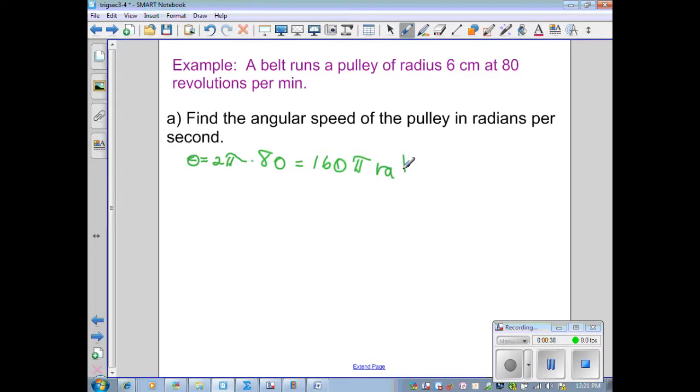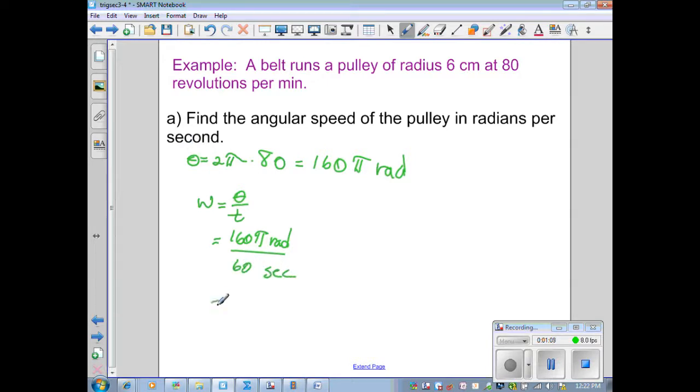Now, I can use our formula for omega, which will equal theta over t, and then just substitute in. Here, theta was found to be 160 pi radians, and t is going to be given to us per minute, which is going to give us 60 seconds because they want our solution to be in seconds.